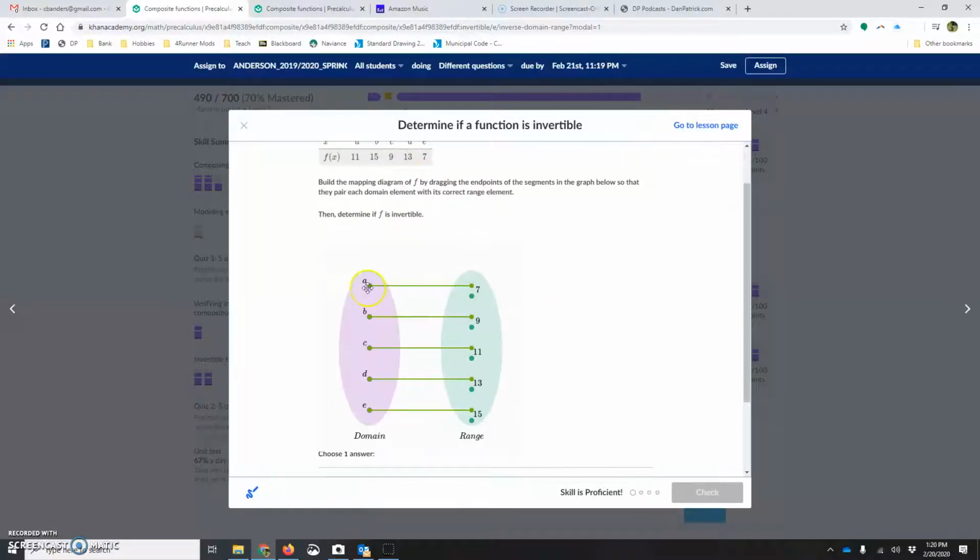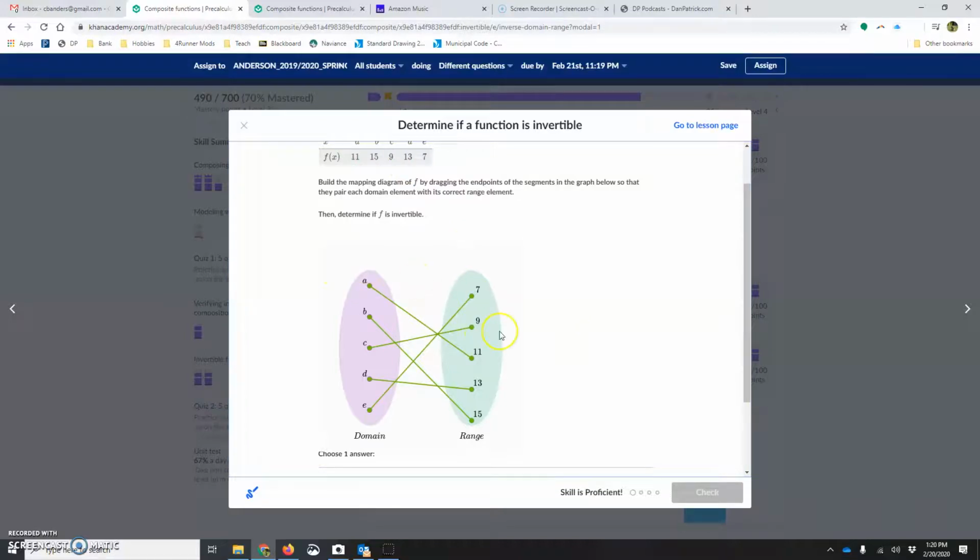So first thing they want you to do is actually assign these. So a goes to 11. B goes to 15. Okay? So domain is your x values. Range is your output, your y values. C goes to 9. D goes to 13. And finally, E goes to 7. So that's the answer up here.